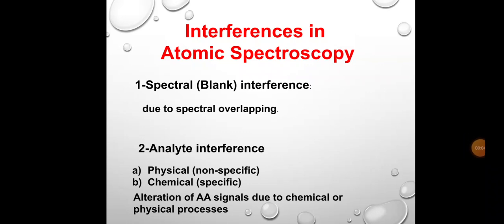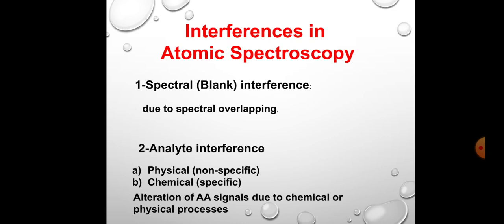Okay, we are now going to speak about interferences in atomic spectroscopy. There are different interferences that potentially can happen in an atomic spectroscopy method. We have two types of interferences. One of them is a spectral or blank interference that is due to a spectral overlapping, and the second one is analyte interference that is divided into physical or non-specific and chemical or specific.